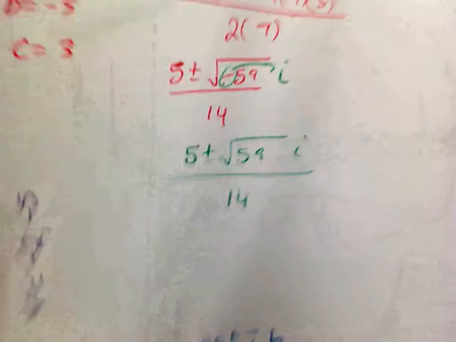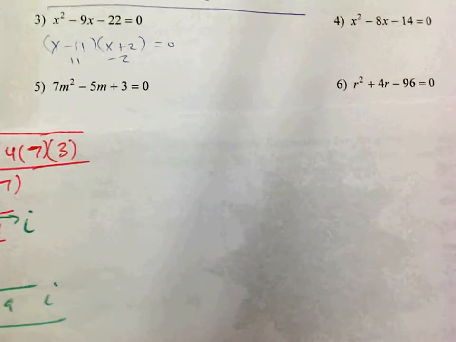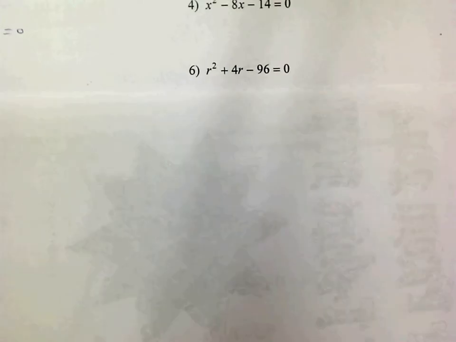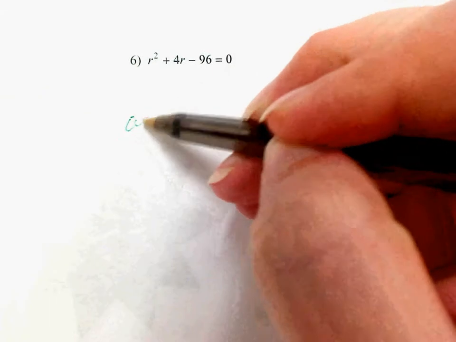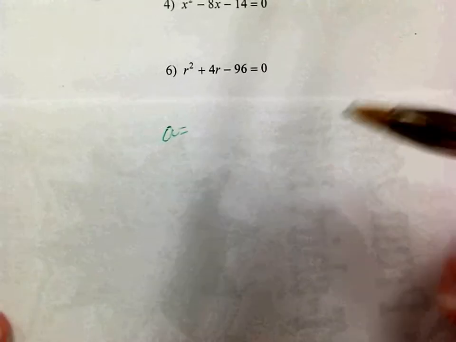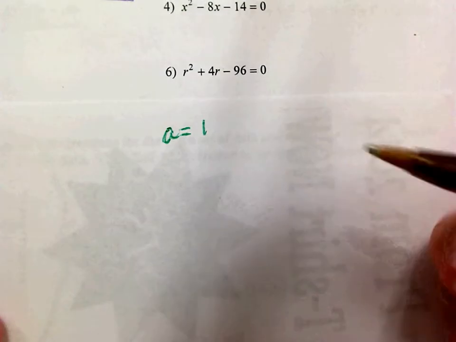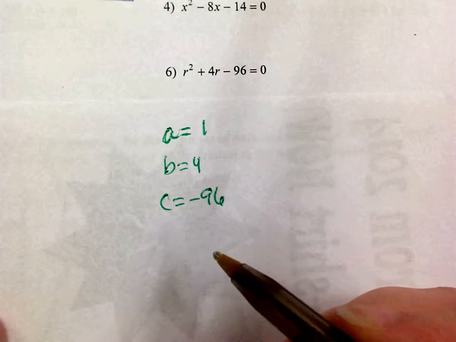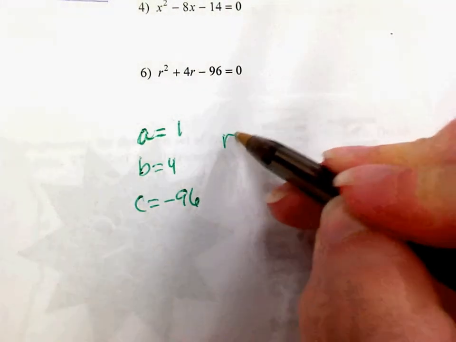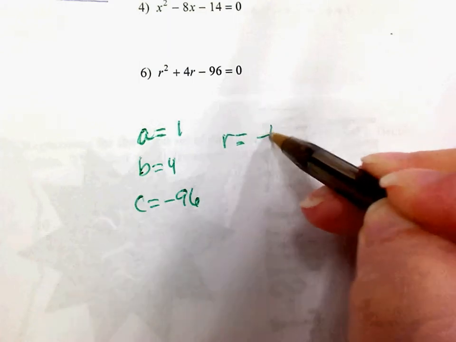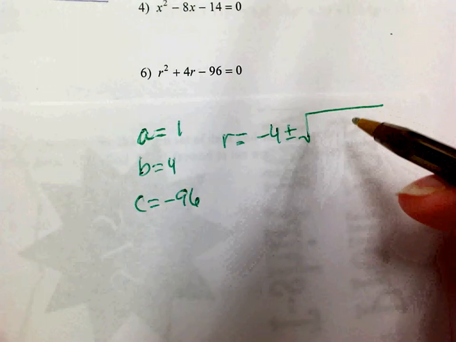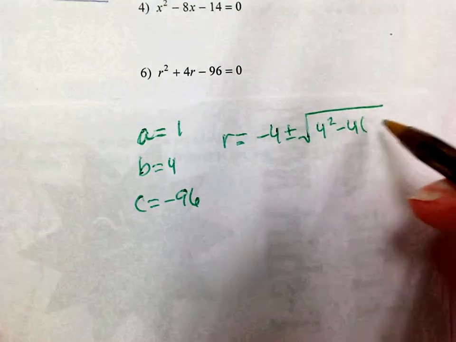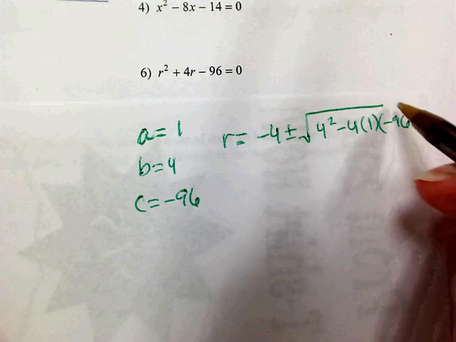So now let's do 6. What's A in this one? A is 1. What's B? And C? Negative 96? Okay, so R equals opposite B plus or minus the square root of B squared minus 4 times A times C, all over 2 times A.